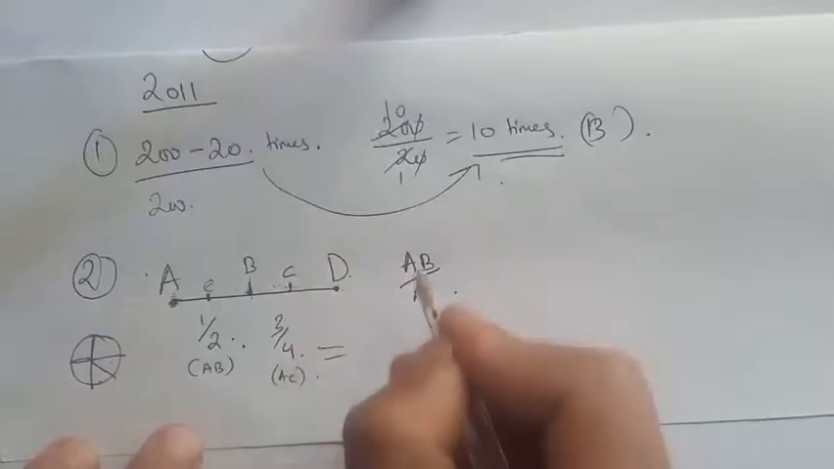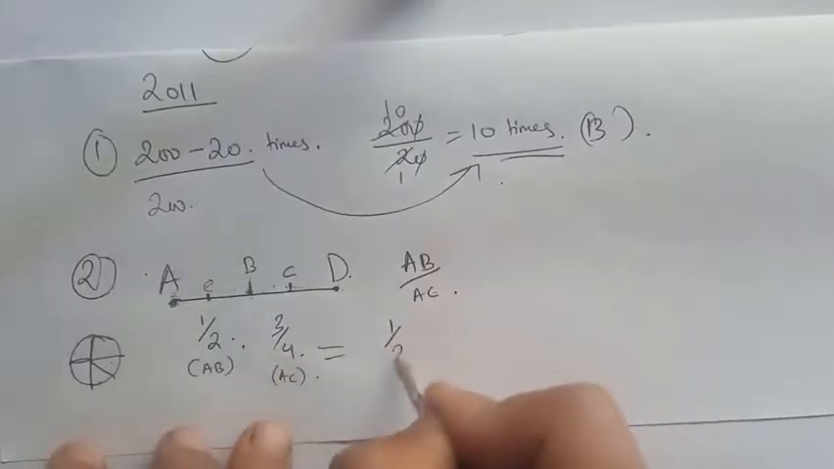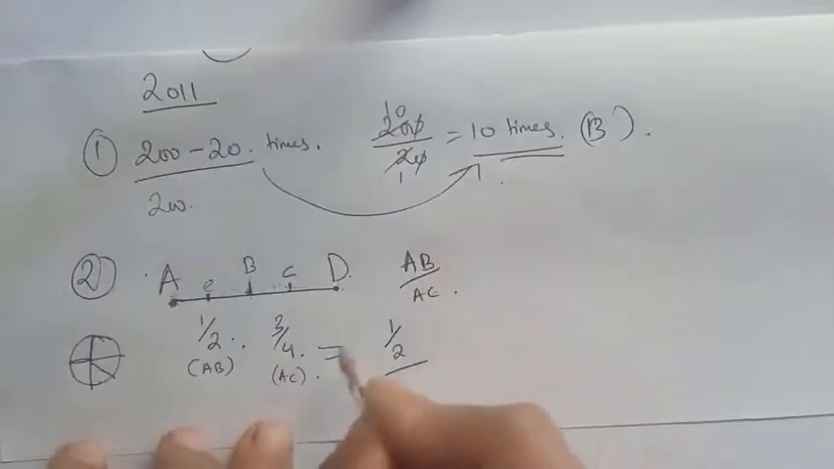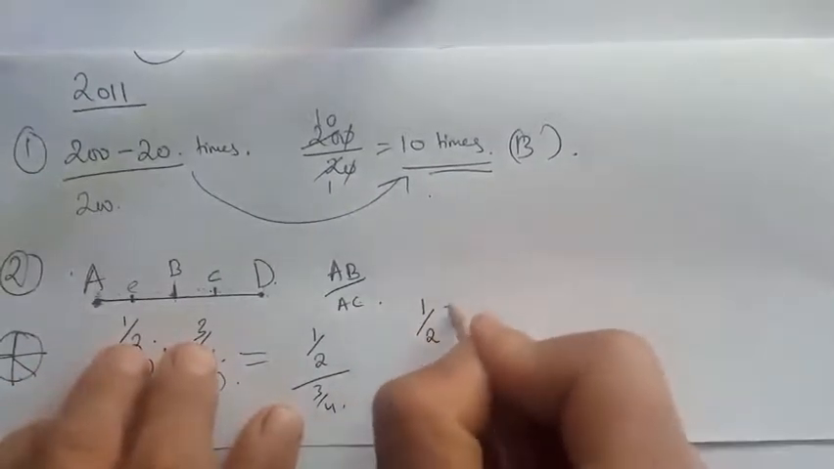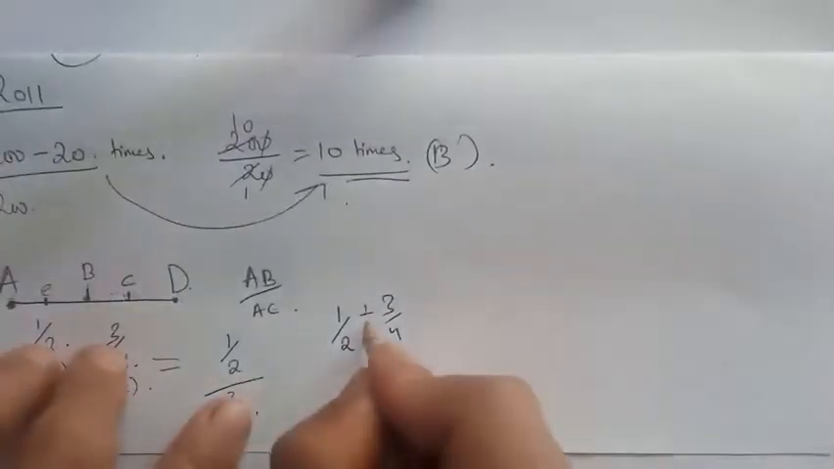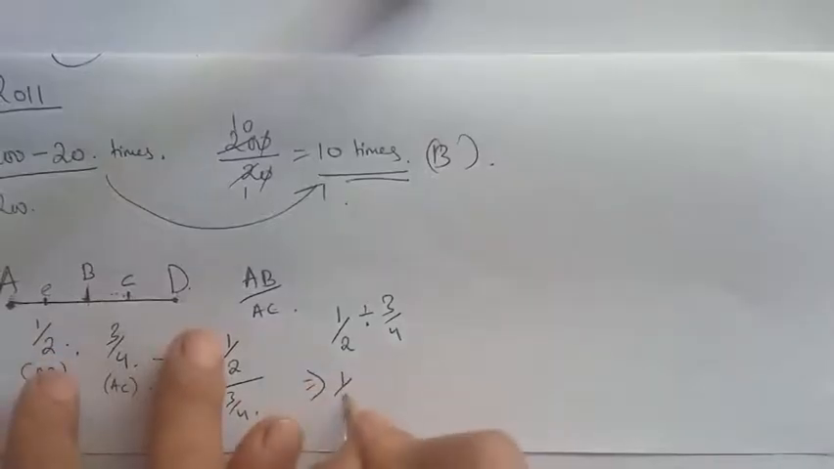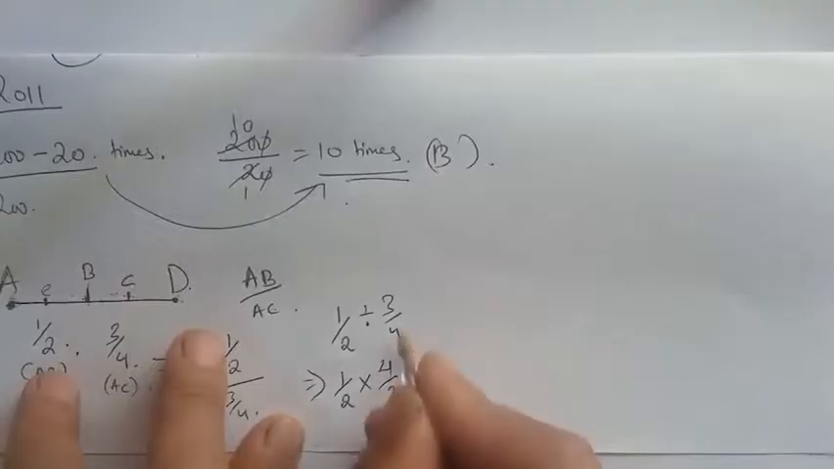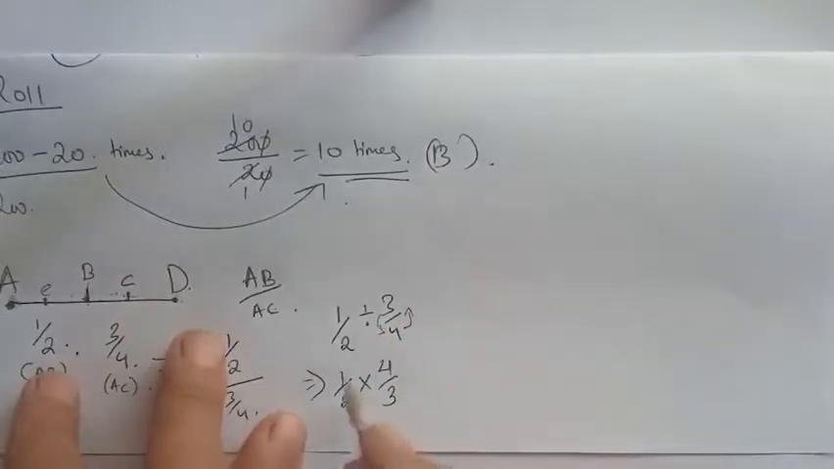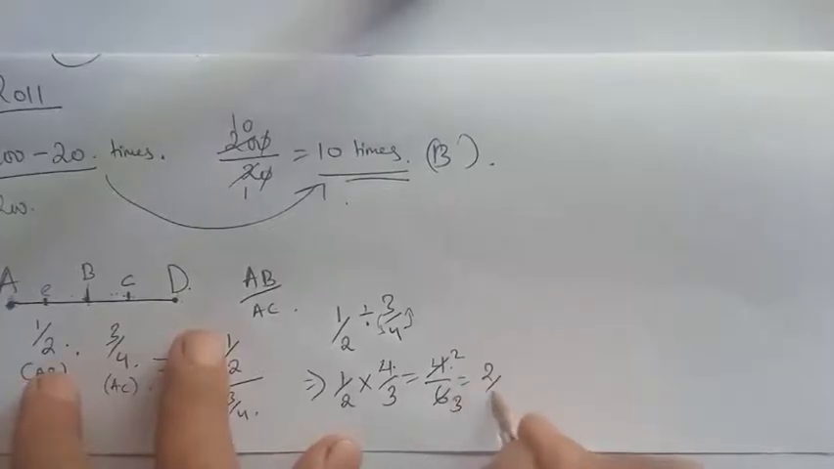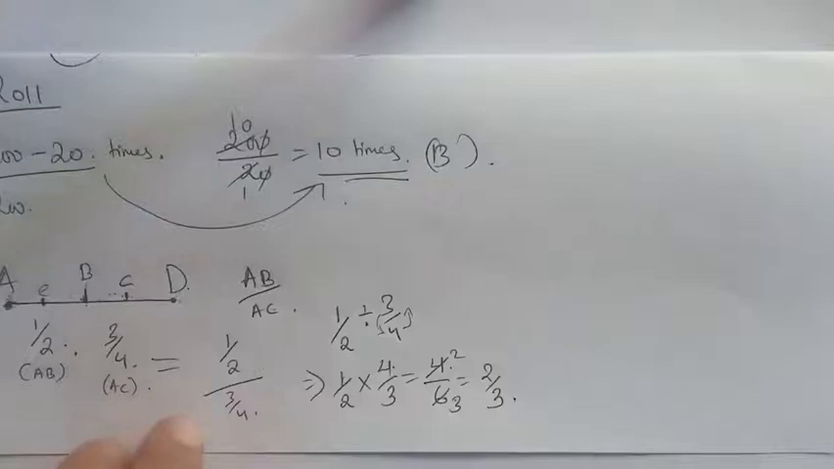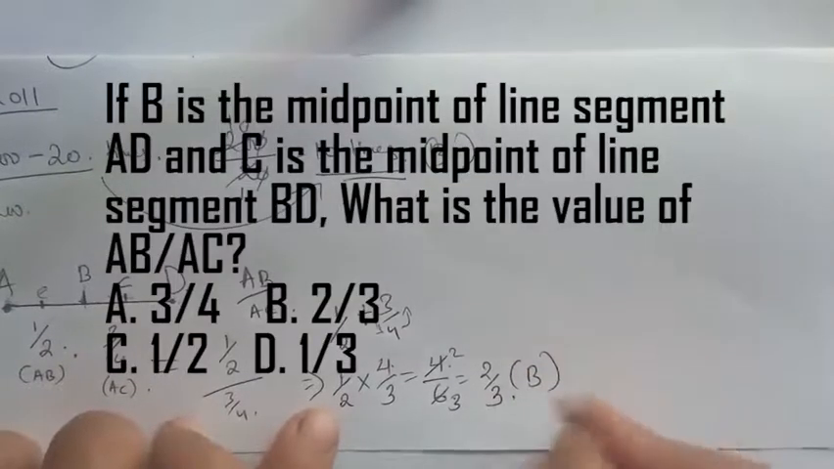So AB is 1 by 2, divided by AC, which is 3 by 4. Division is very simple: 1 by 2 divided by 3 by 4. In division we take the reciprocal, so 1 by 2 into 4 by 3. 1 times 4 is 4, 2 times 3 is 6, so 2 times 2 is 4, 2 times 3 is 6. The answer is 2 by 3. So 2 by 3 is option B, so the correct option is B.